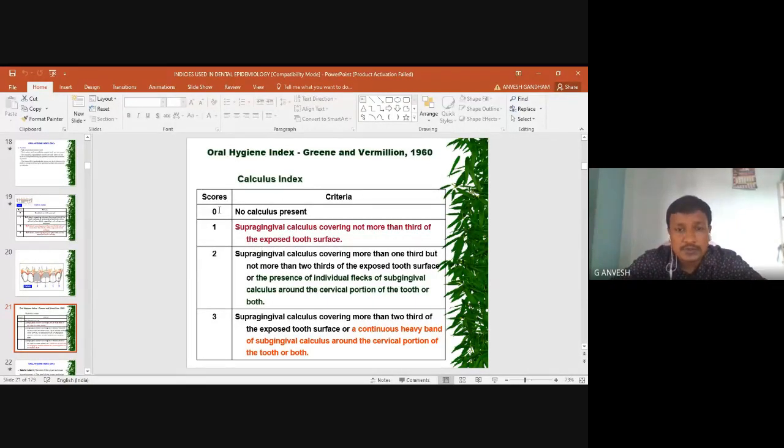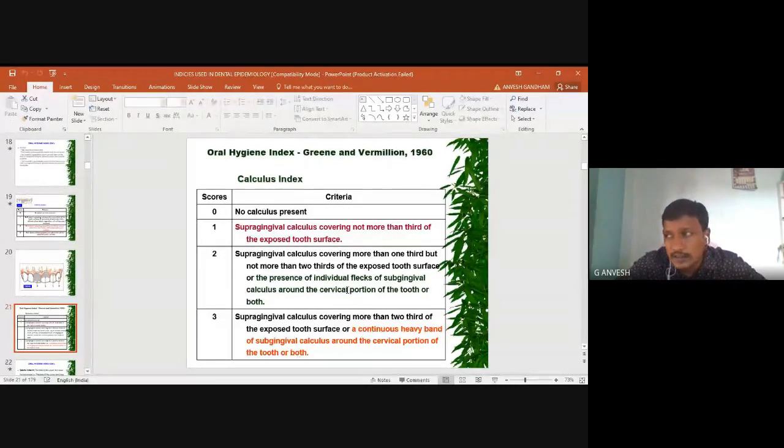So if you see the scores, score 0, no calculus is present on the tooth surface. Score 1, the supragingival calculus covering not more than one third of the exposed tooth surface. Score 2, the supragingival calculus covering more than one third but not more than two thirds of the exposed tooth surface, or the presence of individual flecks of subgingival calculus around the cervical portion of the tooth or both. And the third one is the supragingival calculus covering more than two thirds of the exposed tooth surface, or a continuous heavy band of subgingival calculus around the cervical portion of the tooth or both.